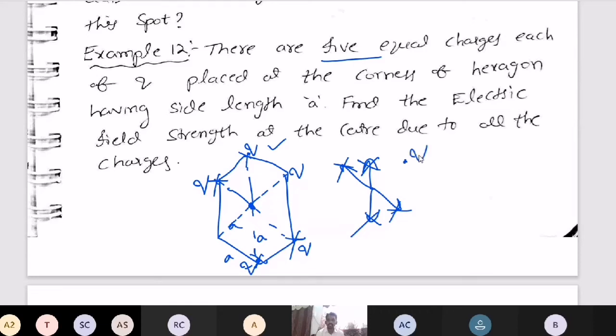Now the only one remaining is this one. So the field due to this one is in this direction, that is KQ by the distance A, so KQ by A square. That is the electric field. So this way you need to understand the multiple electric fields.